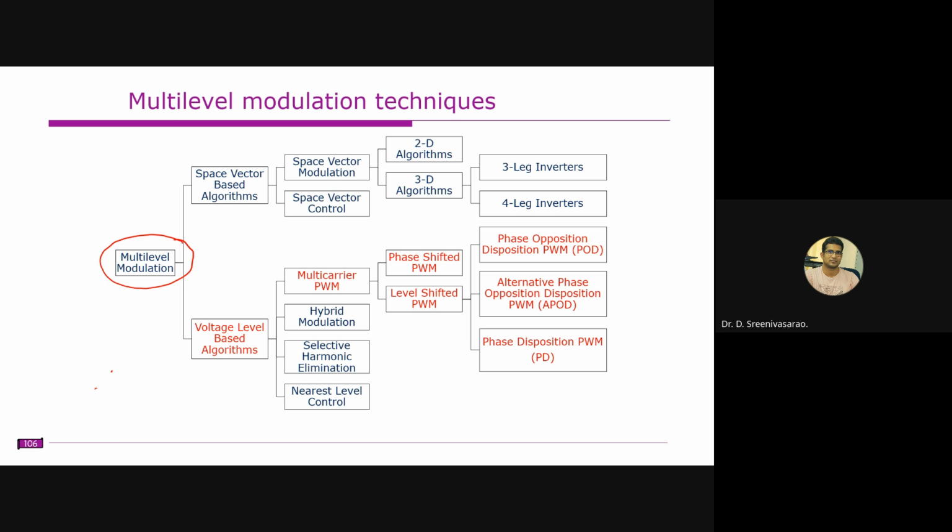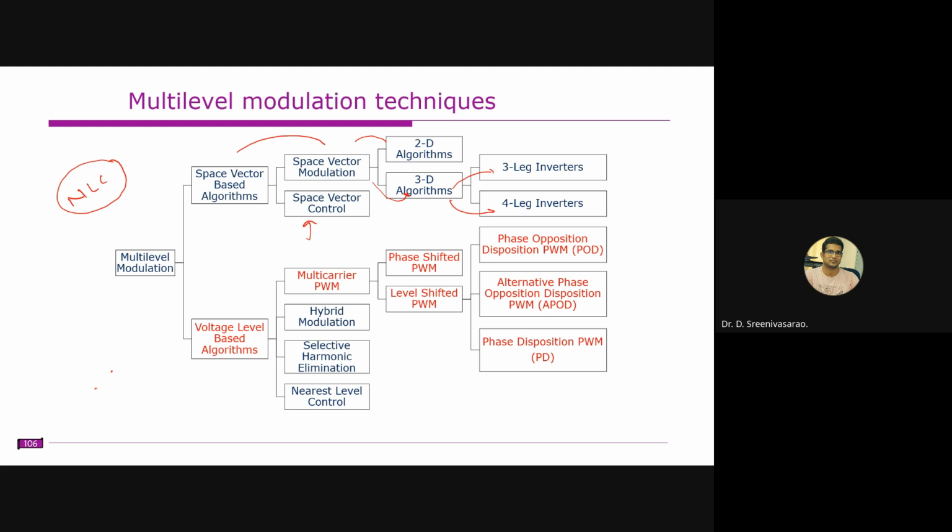In space vector based algorithms, we have the space vector modulation technique and the space vector control method. There are 2D algorithms and 3D algorithms, and again three-leg inverter based, or sometimes we need to use four-leg inverters, especially for power quality improvement, where the fourth leg is used to control the neutral current. These kinds of algorithms we normally prefer. There are also other algorithms, such as nearest level control, which is commonly used for multi-level inverters.